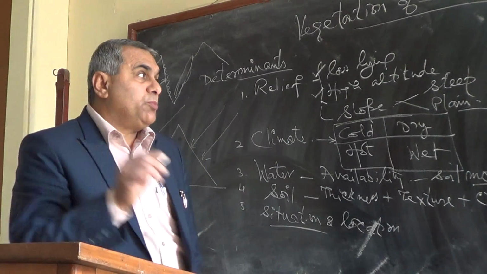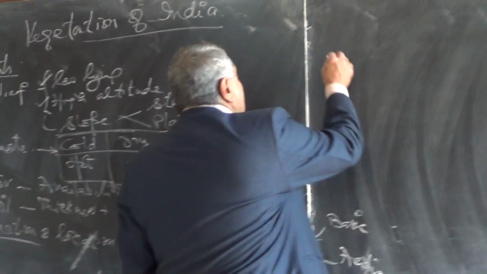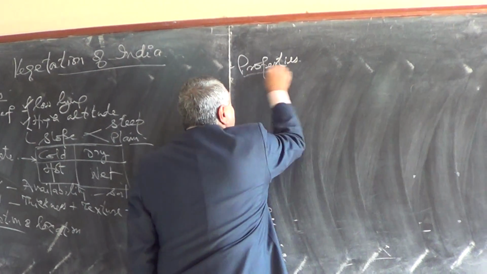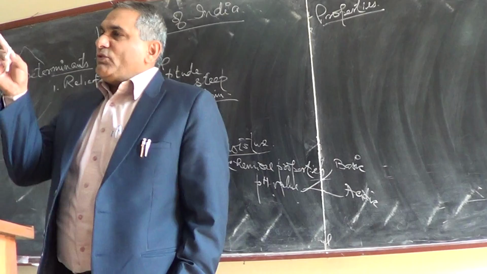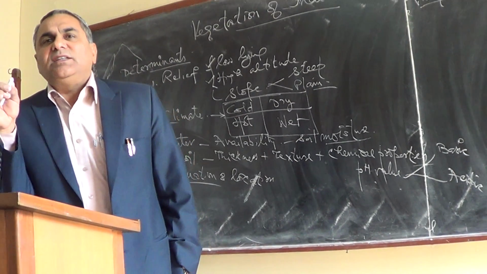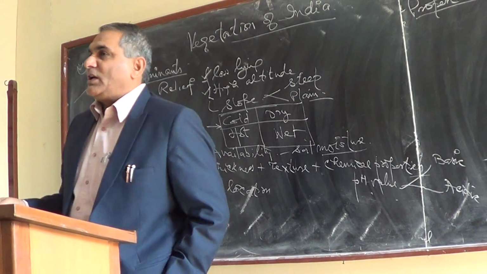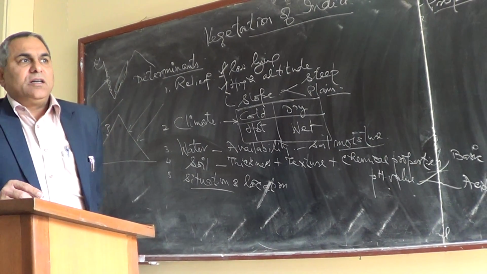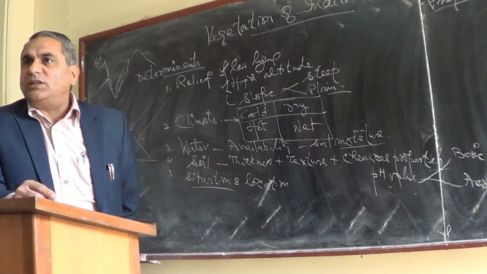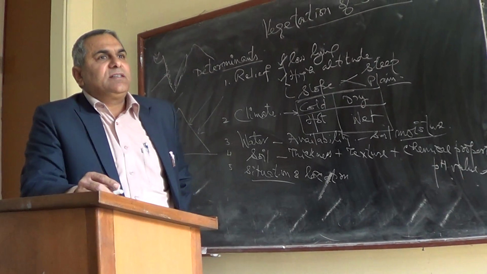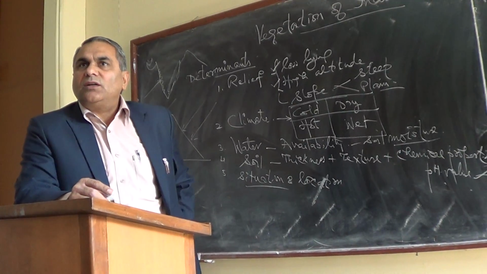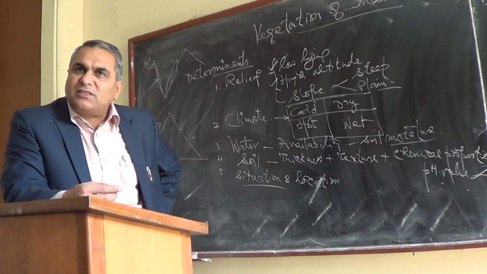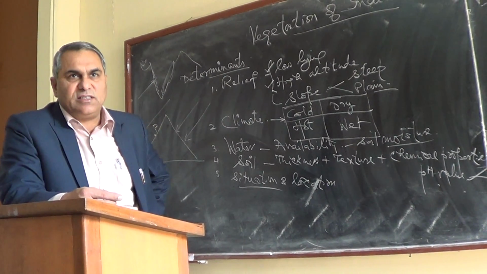Now, what are the properties of vegetation? If you come over to the properties of vegetation, on which basis we classify the different types of vegetation. We used to say, this is rainforest, this is dry vegetation, this is tall trees, trees with lesser height, stunted growth. On what basis we classify the different types of vegetation.